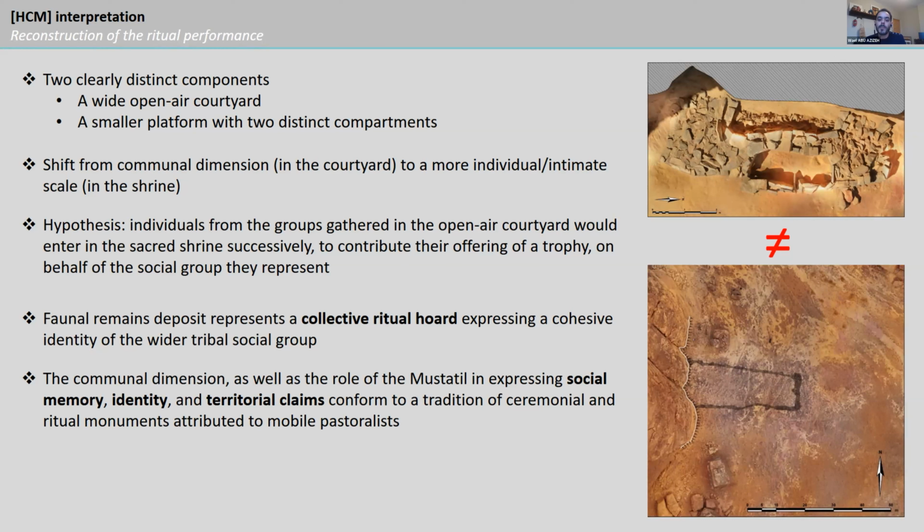So it is always difficult to hypothesize on how the ritual was performed in detail, but it appears that there is a shift in this specific case from a communal dimension in the courtyard to a more individual scale in the shrine. One suggested hypothesis is that individuals from the groups gathered in the open-air courtyard, representatives of the families or of the clans, would have entered the sacred shrine successively, one after the other, to contribute their offering of a trophy on behalf of the social group they represent.